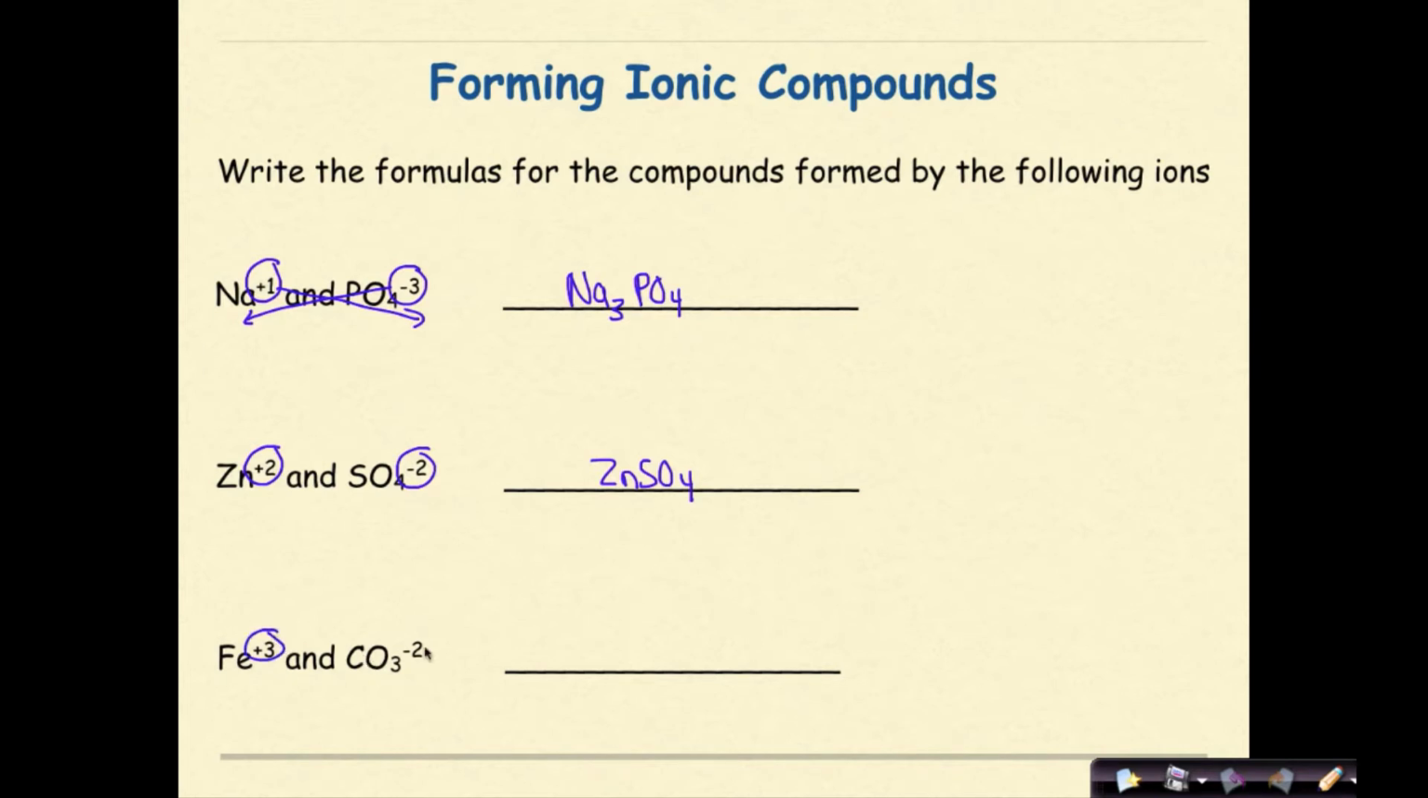Fe+3, CO3 -2. In this case, we are going to cross these down. So the 2 is going to be subscripted by the Fe. The 3 is going to be subscripted by the CO3. Now remember, it's very key that you remember to put brackets around the CO3 because you don't want it to look like CO33. That would just be bizarre. So we're going to have Fe with a subscript of 2 and then parentheses CO3 with a subscript of 3. And that is how you write the neutral formula for Fe2(CO3)3.